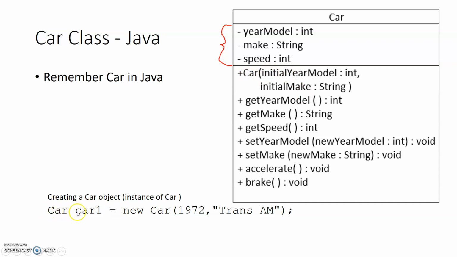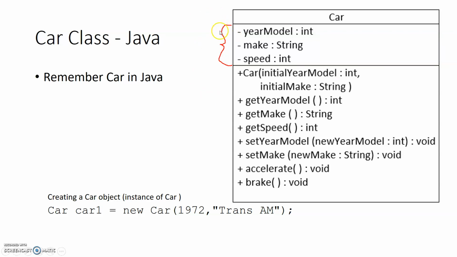And if we were to create an object or create an instance of car, in other words, to create a car object, we would use something like this. So the year model here would go to the initial year model. The make here would go to the initial make. Now there is a speed field, but it's not being passed into the constructor. It's going to default to 0.